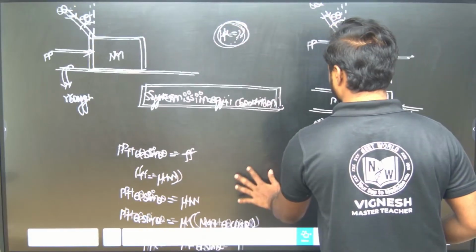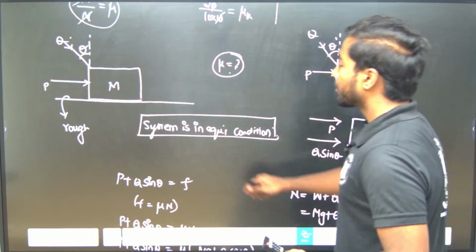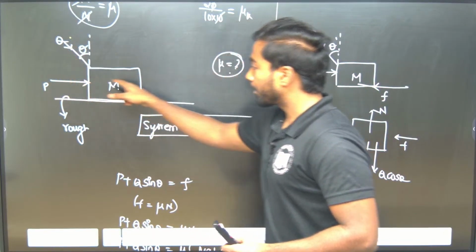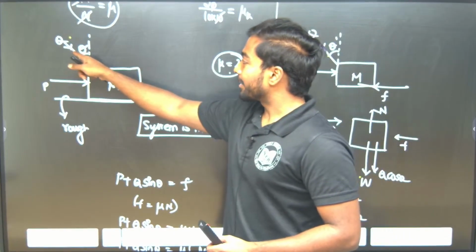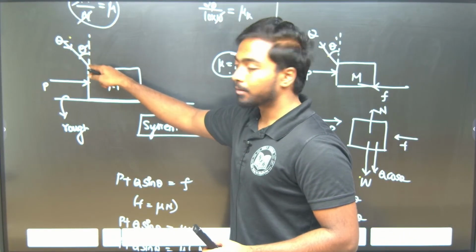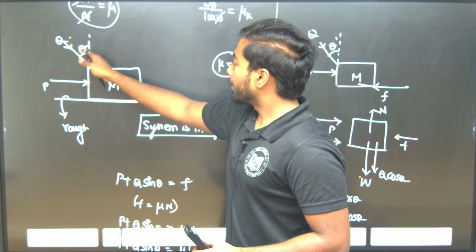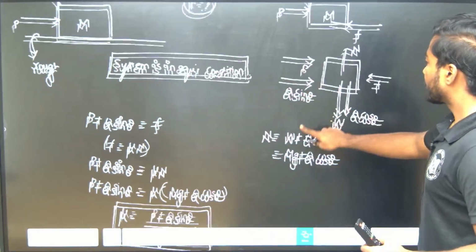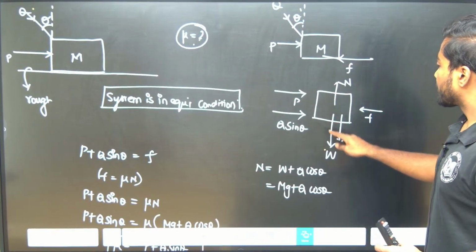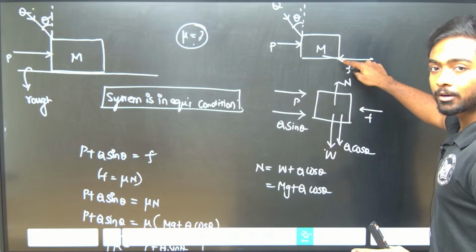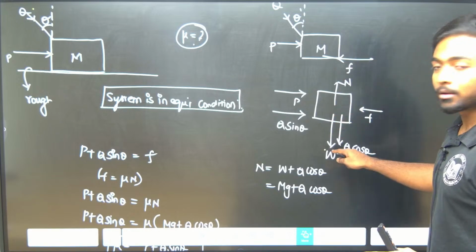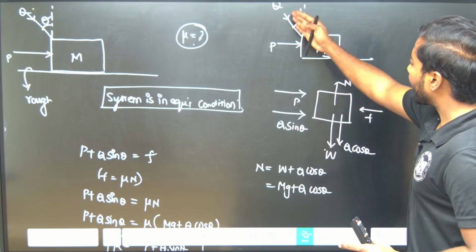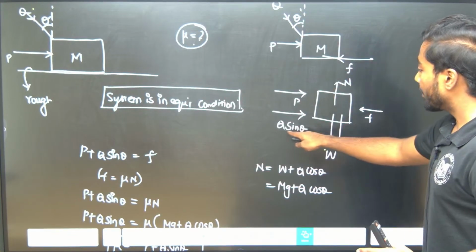So this is the question. P is one force and Q is one force. P is acting in the horizontal direction and Q is acting at some angle with respect to the vertical. So I need to resolve this Q in y direction and x direction. So for resolving, this is the free body diagram. The normal force will be upward and weight will be downward. If you resolve this Q, this one will be downward, cos theta, and in the horizontal direction it will be sin theta.